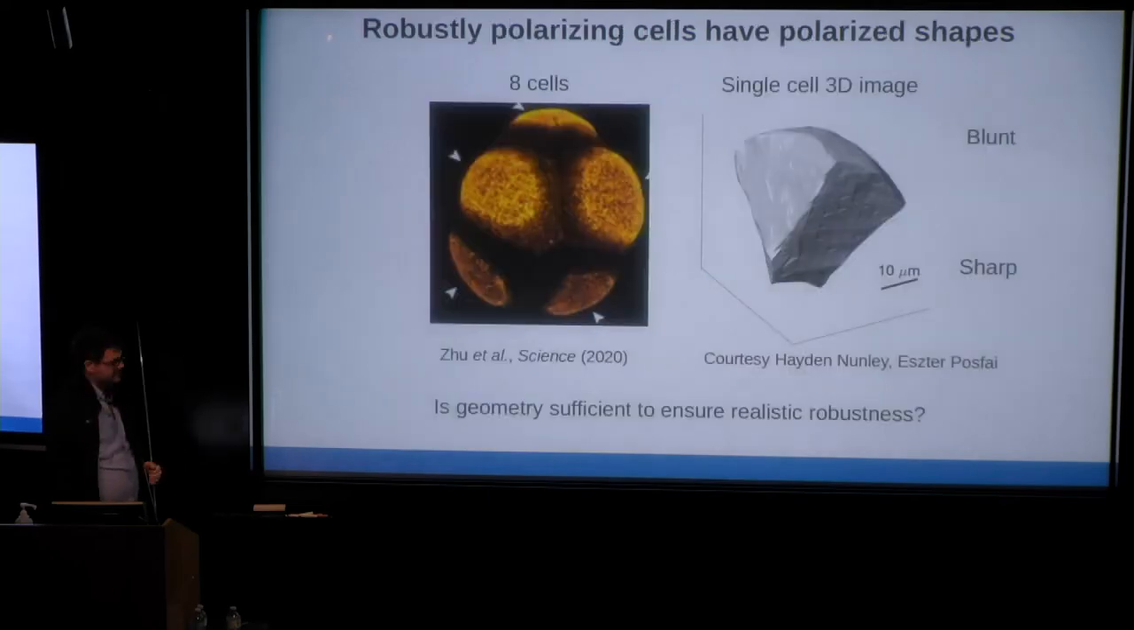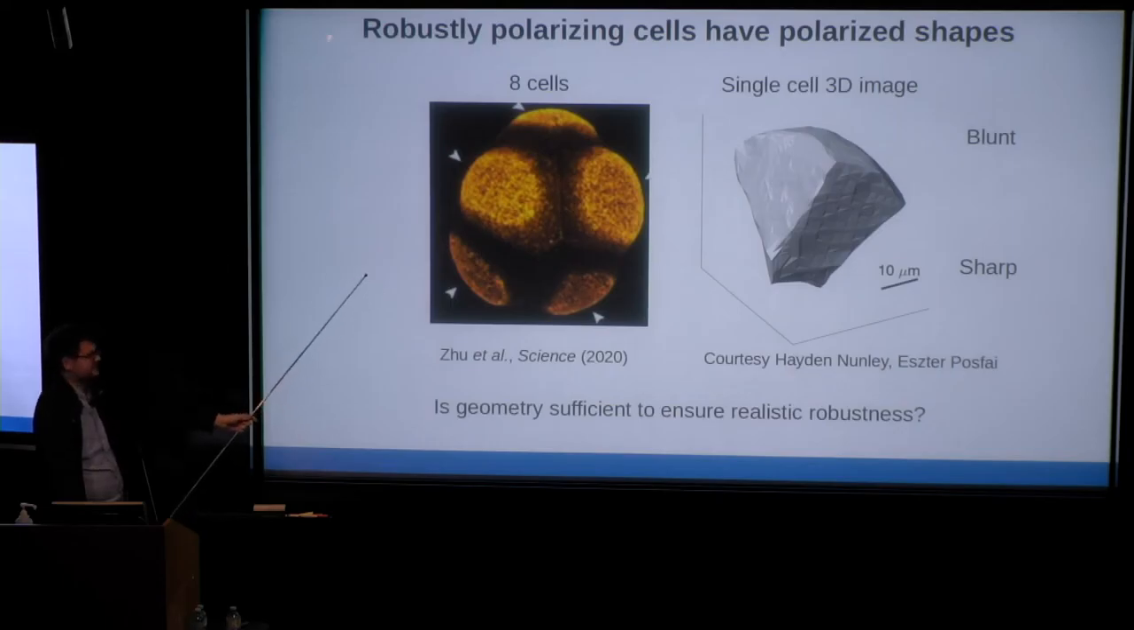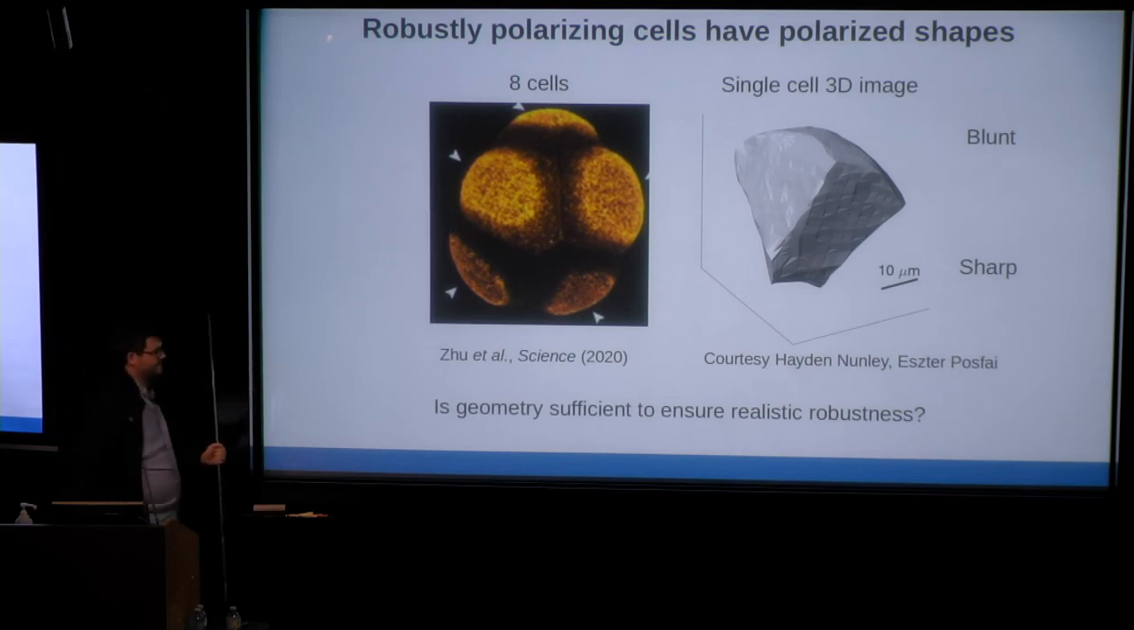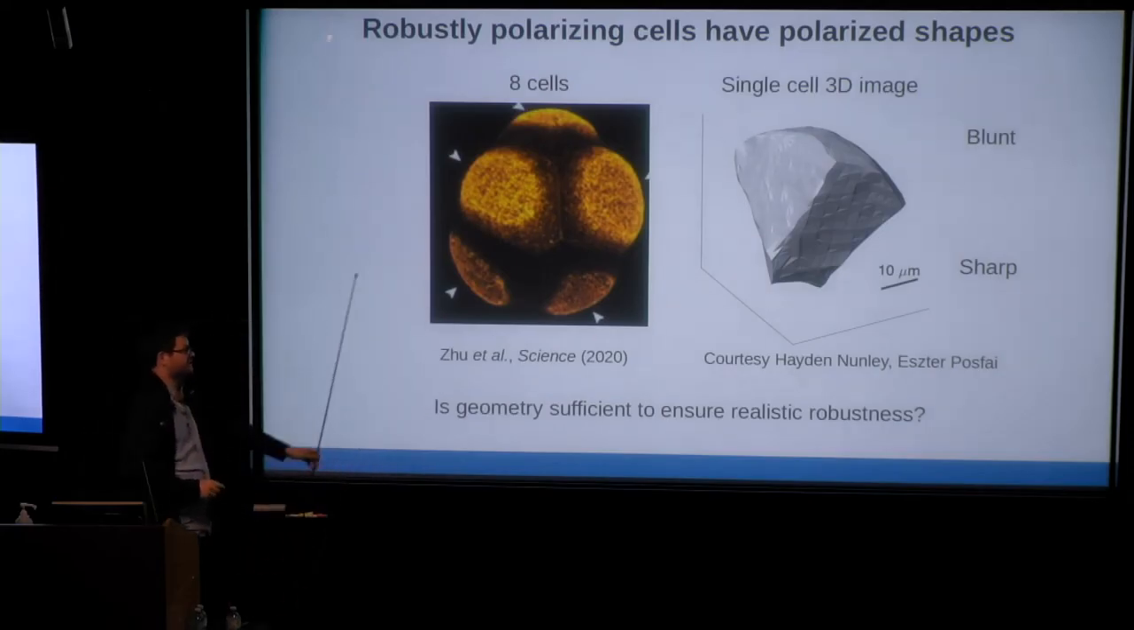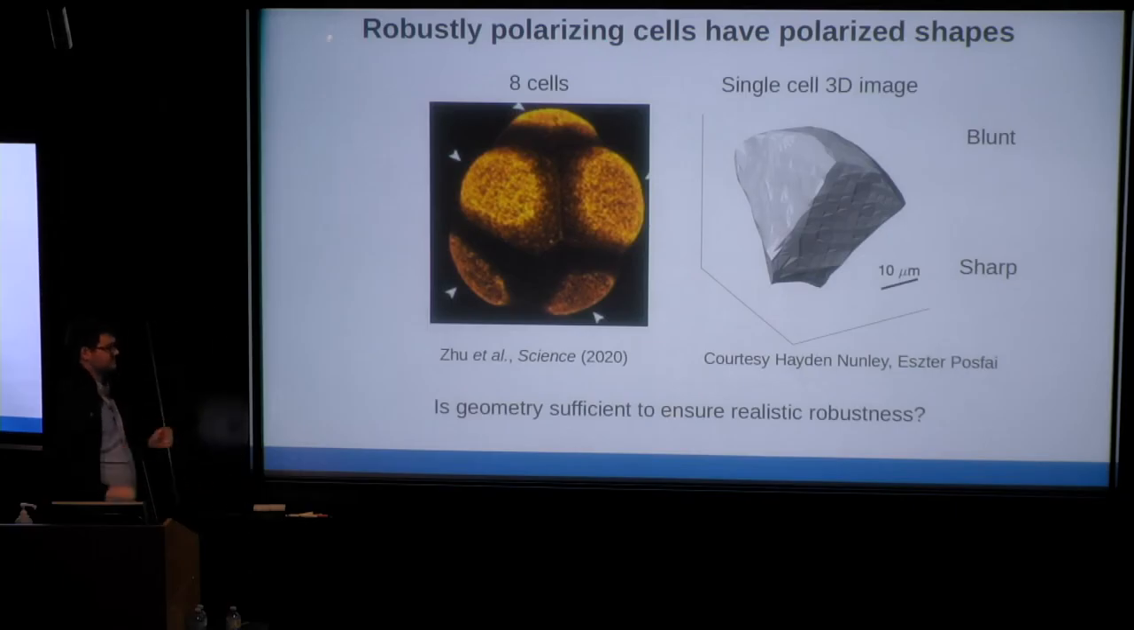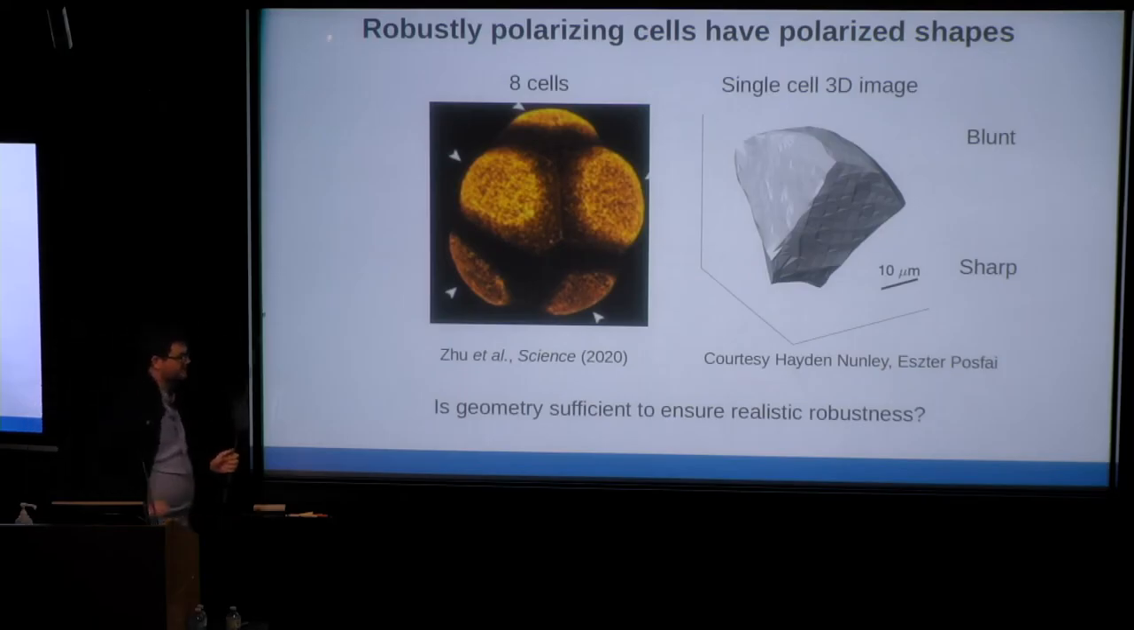The next thing we thought about was this question of robustness in biology. So I mentioned this system before. This is the 8-cell mouse embryo that always polarizes so that the high concentration goes on the outside of the cell. And these cells have really messy geometry. This is a cross-section provided by Hayden Nunley of one of these cells imaged out from the rest. And I personally think it looks like a cheese wedge. But it's a little bit more complex than that.